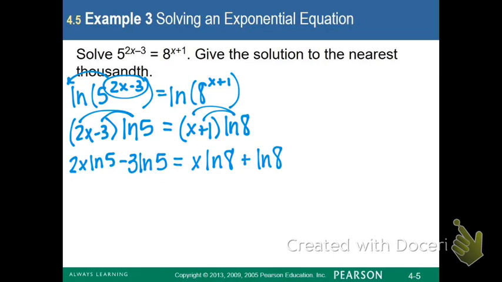Okay. My next step here is to get everything with an x on one side of the equation, get everything with just numbers on the other side. So I'm going to subtract this one over, and then I'm going to add this one over to the other side.